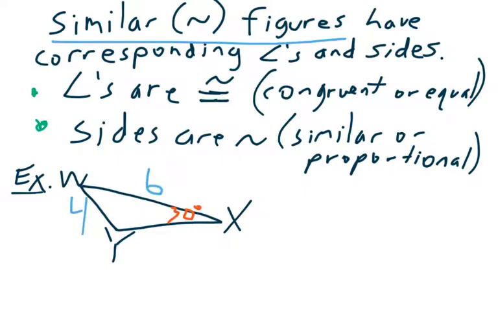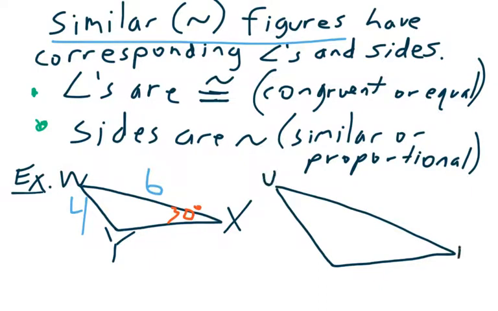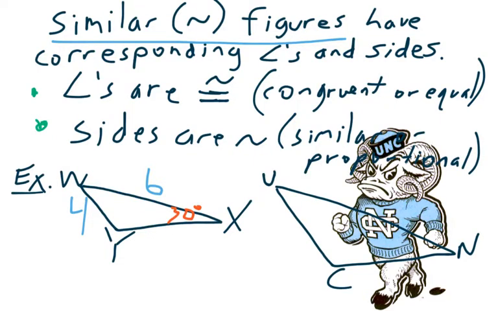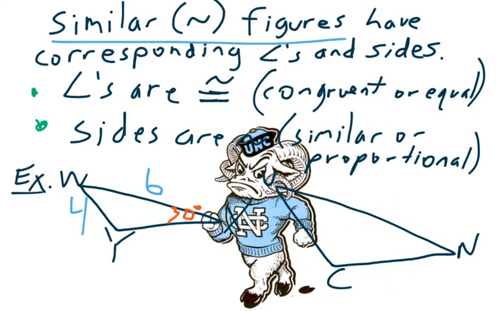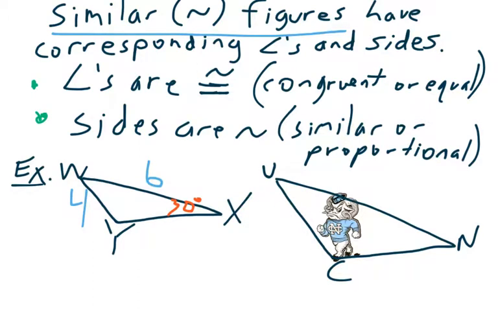But then I have another triangle that's similar to it. It's going to be a little bigger though. And this one I'm going to call UNC. There, that's better. And let's say this triangle, I know the measurements are 12 right here. We don't know this one, so we'll call that one X. And let's say that we know this is 30 degrees.